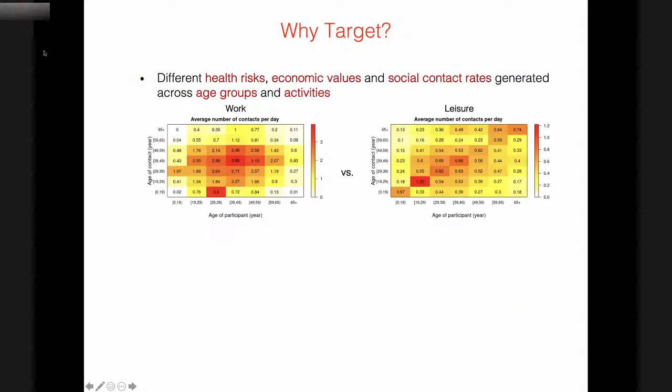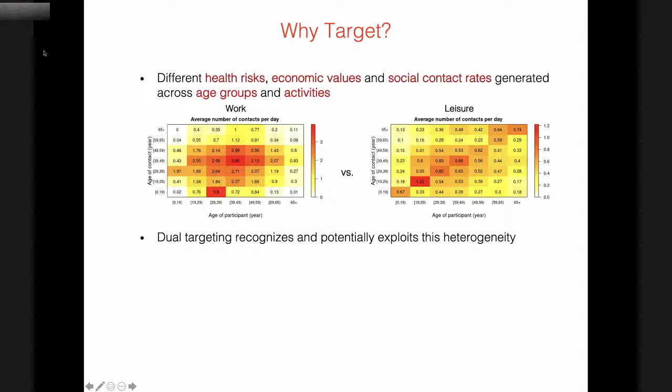A question could be, why even think about doing this kind of targeting of confinements? The simple answer is just heterogeneity. Heterogeneity in health risks, in economic values, and perhaps most importantly, in the social contact rates that different age groups will generate when engaging in different activities. What I have here is an example of social contact matrices by age group. One is in work activity, the other is in leisure activities, and you can see how different these patterns are. So if we recognize this heterogeneity, then we can think about doing targeting to exploit it in ways that non-targeted confinements just aren't able to do.